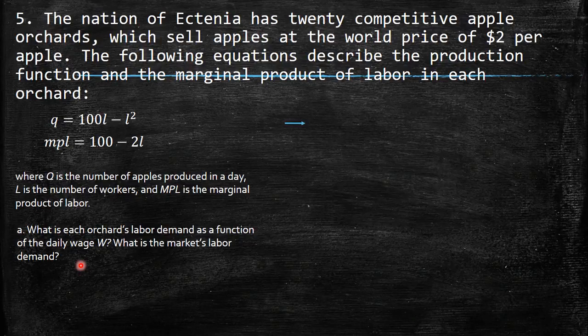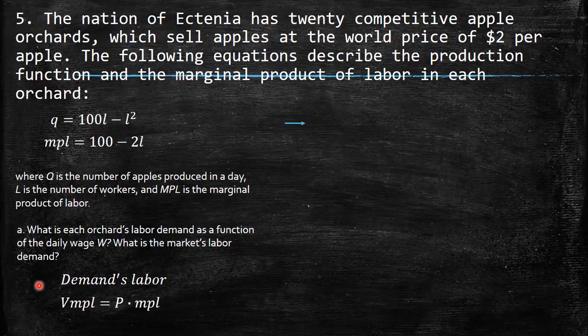Okay, because we are facing here a function of W, then we need to collect the W, and we need to take at the end L in terms of W. That is the idea. And then what is the market's labor demand? We need to take that labor demand function and convert it to the market's labor demand. So here we go. Here we have the demand for labor. Remember, the demand for labor is provided by the value of the marginal product of labor. It's exactly equal to the price times the marginal product of labor. Here, we'll label that as the first equation.